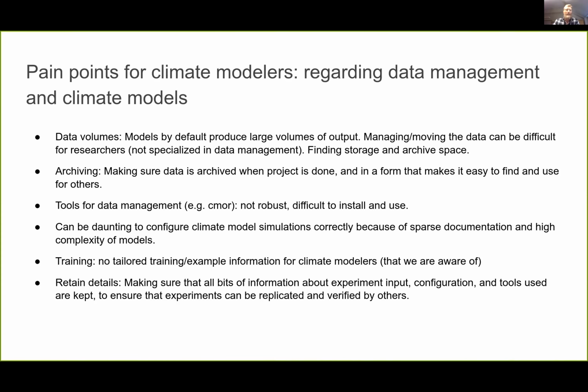Okay, and then finally, pain points. So Ada asked about pain points. These are the things that I can think of, or that we thought about. Data volume for climate modeling. The models produce a lot of data, and that's intimidating for people that are not specialist data managers. And finding storage and archiving space, it's just not easy. And moving stuff around and keeping track of things is not easy if you're not a specialist.